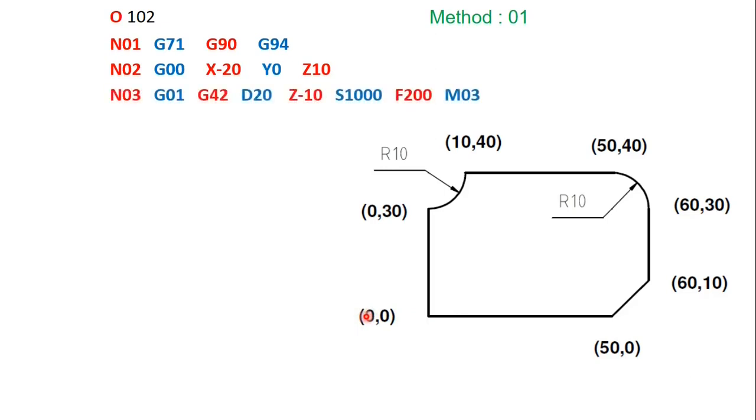Next step, I have to define G01, G42. So what is G42? This is the cutter compensation. What is the cutter diameter? In this case 20 millimeter, that is the diameter of the cutter. Compensation is given. Then I have defined that at this point it should go 10 millimeter down. Speed is 1000 rpm and feed rate is 200 millimeter per minute, and the spindle should be on in clockwise direction. So first thing, rapidly move.